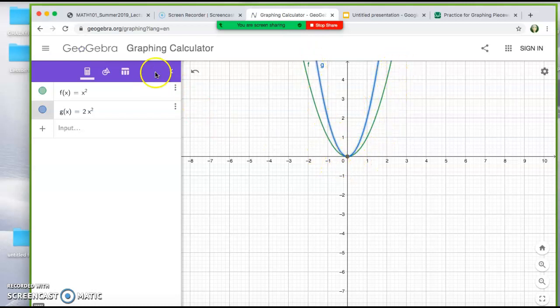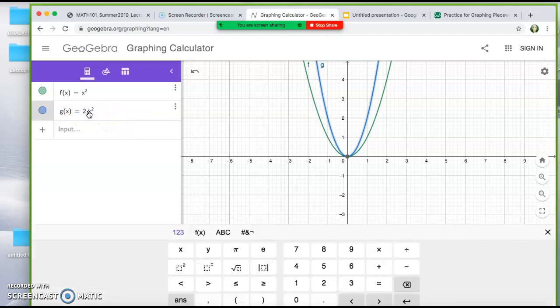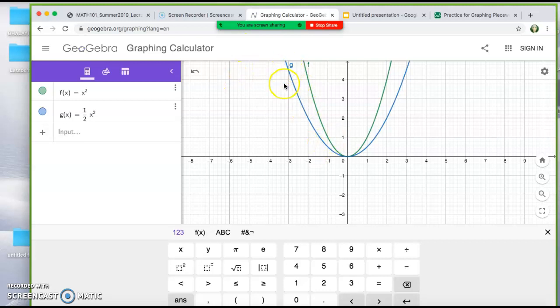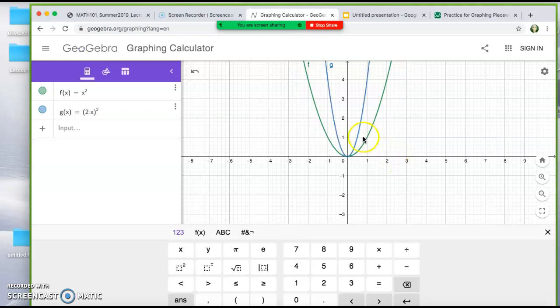As you can see, the blue is more narrow than the green graph. Now let's see what happens if I multiply it by 1/2. Oh, it got wider. See, the blue represents the 1/2 x squared. It got wider. Okay? Now, let's see what happens when I multiply it by the inside, right? So meaning 2 times x, squared. Okay, again, now it's a horizontal change, okay?